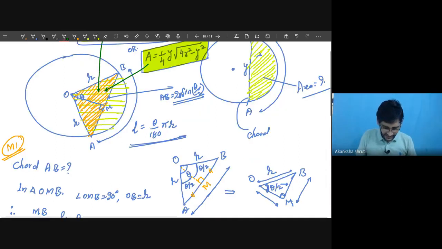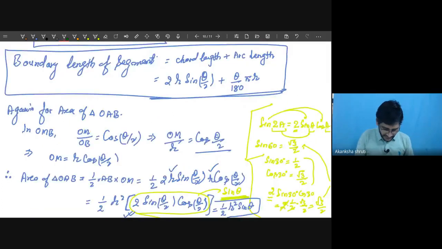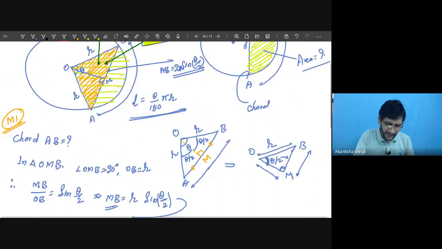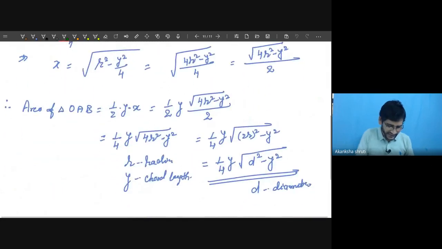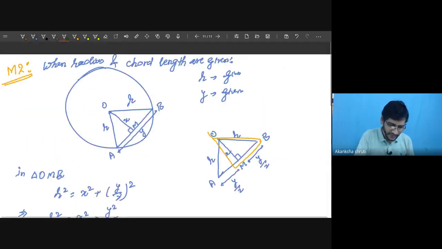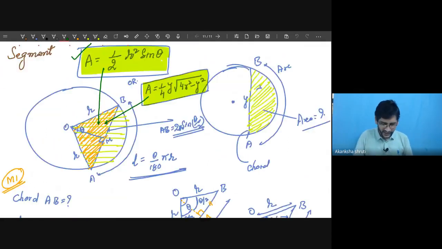So student, right here, this way the area of triangle OAB we have calculated in terms of the angle, and the same area of the triangle in terms of the chord length, and this one. It was this much. But by knowing these two things, a student, now the area of this sector can be calculated very easily. So let us go for the area of this sector. How to calculate the area of this sector?